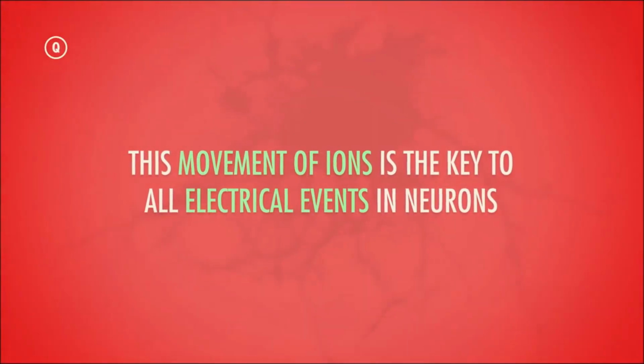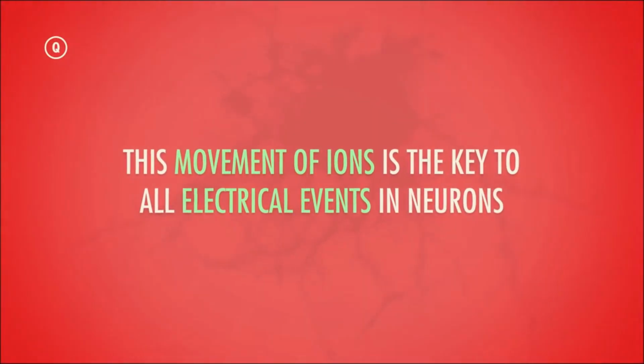In any case, when the gates do open, ions quickly diffuse across that membrane down their electrochemical gradient, evening out the concentrations and running away from other positively charged ions. This movement of ions is the key to all electrical events in neurons, and thus is the force behind every single thing we think, do, and feel. Of course, not all of your body's electrical responses are the same, and neither are the flows of ions going in and out of your neurons.